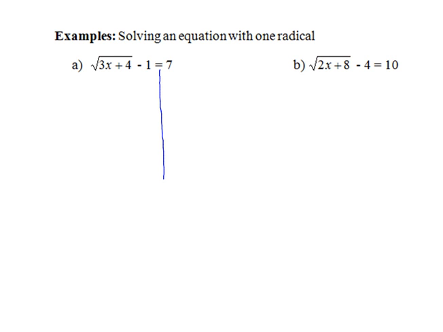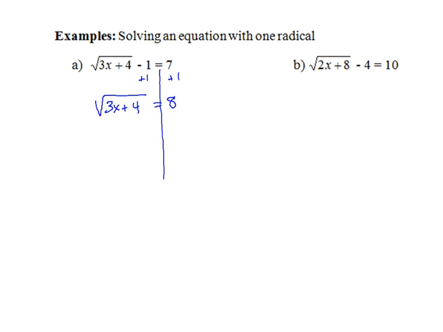First step, right? It said get the radical on one side. So I have this extra little piece, I need to get rid of it. I'm going to add 1 to both sides. So I have 8 over here, square root of 3x plus 4 on this side.